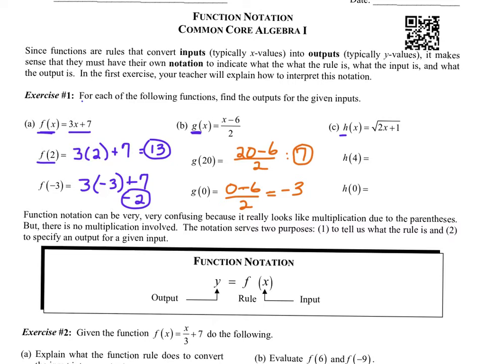Functions can look like anything. This third one has a square root in it. That's okay, we can do square roots. This one they called h. Evaluate h when x is 4. Evaluate this function when x is 4.